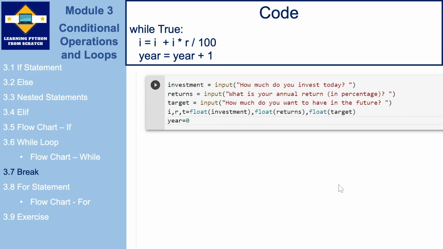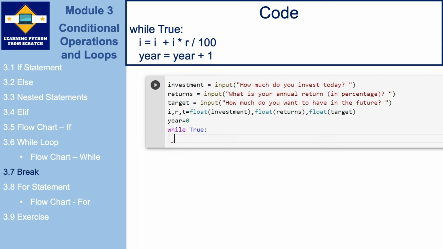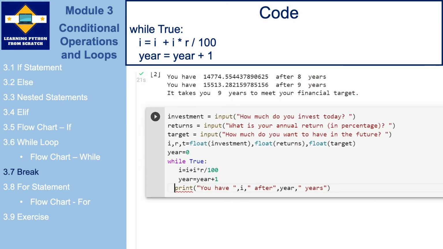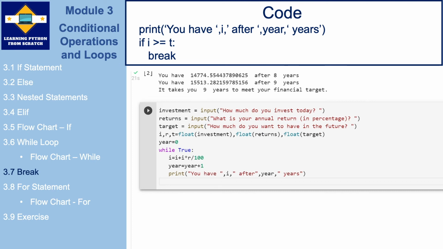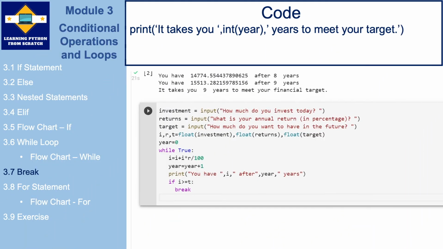First, we change the code to while true, which means to loop until the break statement. The following 3 lines of code are the same. As we just said, we stop investing when the investment is not less than the target. Therefore, the loop ends if I is greater than or equal to T. Then we type break to end the loop if the condition is true. The last line of code is the same.